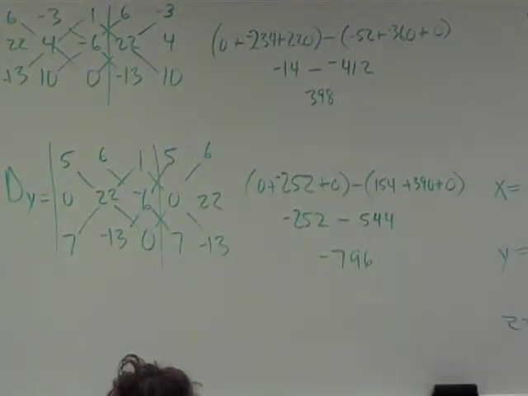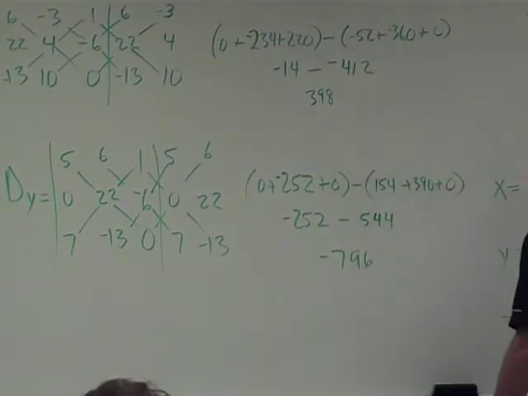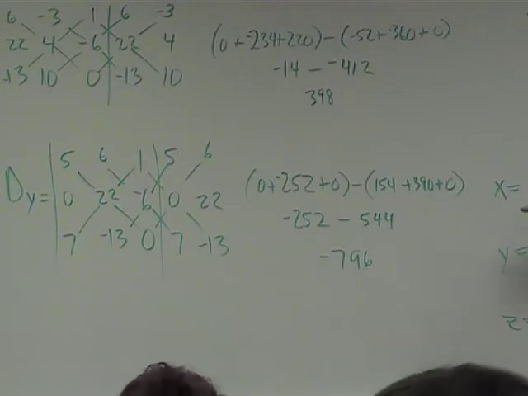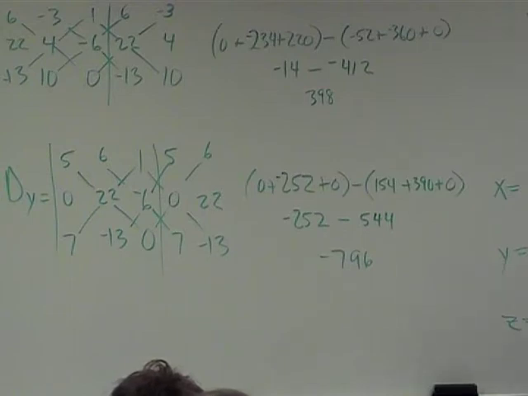That's fine. Let's go ahead and take a look at d sub x. Make sure we can do that. Okay, so d sub x we found to be 398, and you put that over the main determinant, which was 398. X equals 1. Okay, and I'll show you what we did up here. D sub y, we got negative 796. So negative 796 over 398.